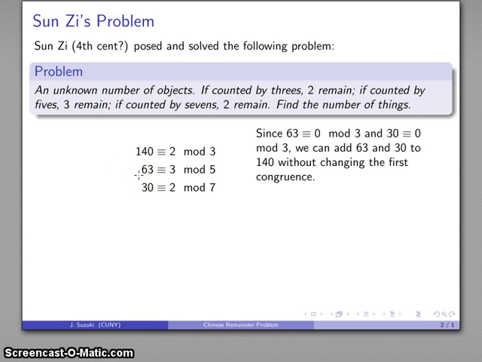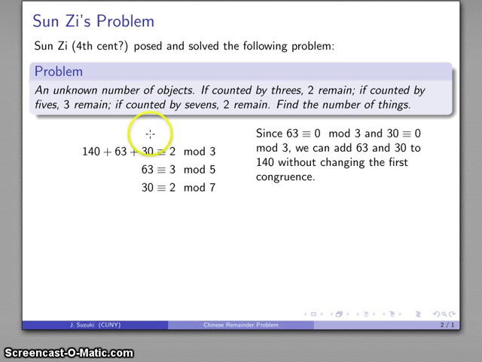Because 63 is congruent to 0 mod 3, if I add 63 to this, I still have something that's congruent to 2 mod 3. Likewise, because 30 is congruent to 0 mod 3, if I add 30 to this, I still have something that's congruent to 2 mod 3. So if I add 63 and 30, it's still congruent to 2 mod 3.